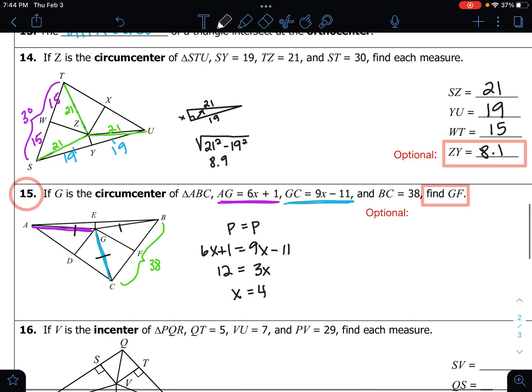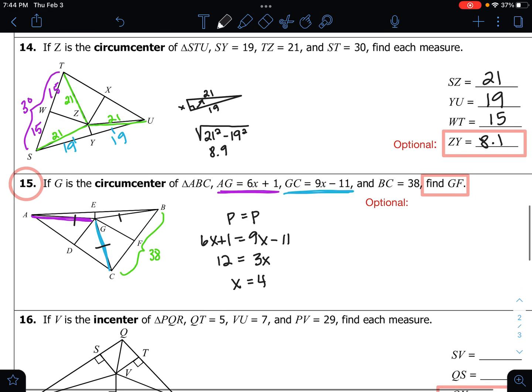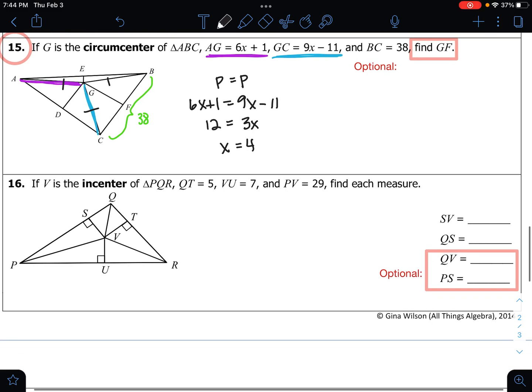Oh, okay. It says find GF. Okay, I'm going to just stop right there. I know it didn't ask me to find x, but I just wanted to show you guys how to do that. But we're not going to worry about this because we're going to need Pythagorean Theorem, and you're not really being tested on that, so yeah.